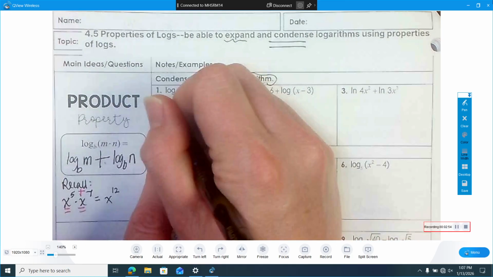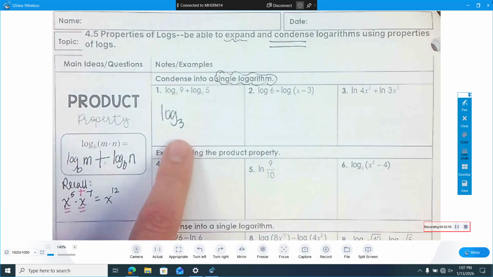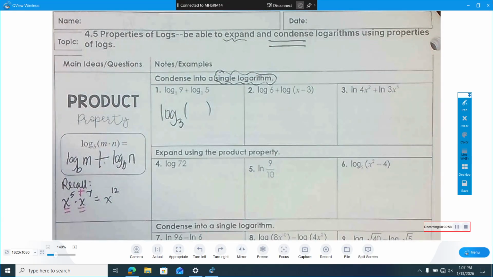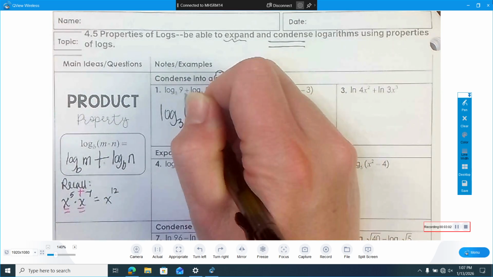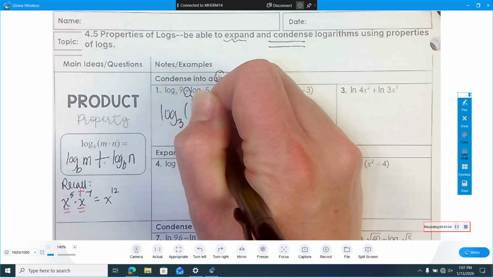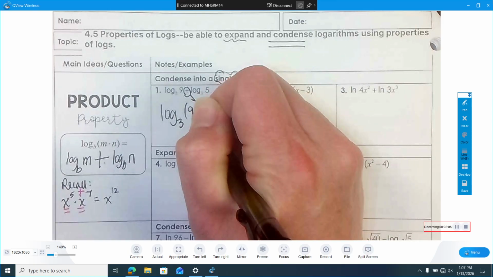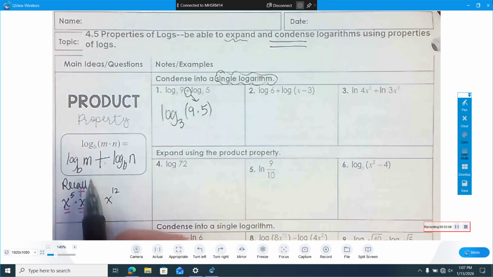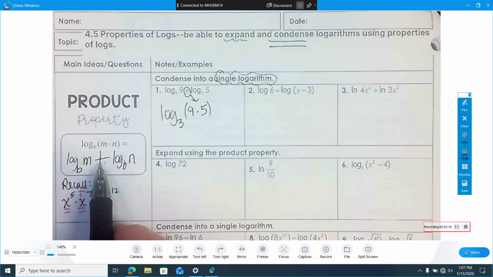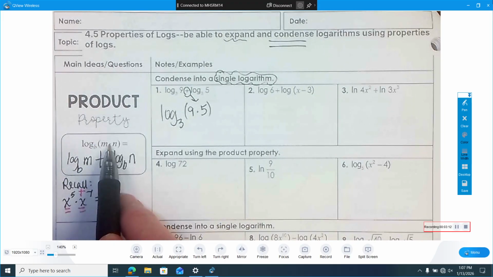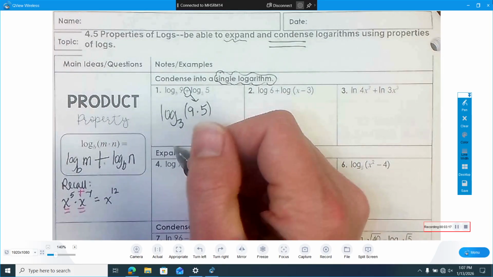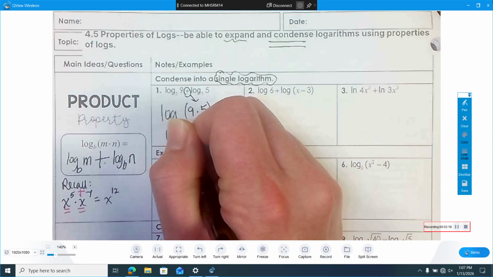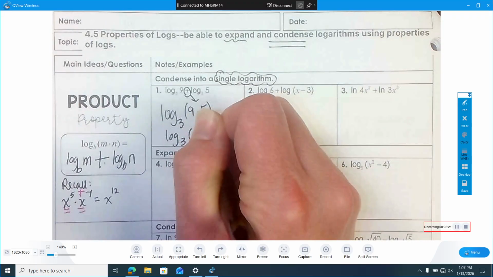I know I had a single log base 3, and the thing that allowed me to add the logs was the product property. It turns into multiply, 9 times 5. So we're doing the reverse. We have the sum of the logs, we get to reverse and have the product of the two things, which is log base 3 of 45.